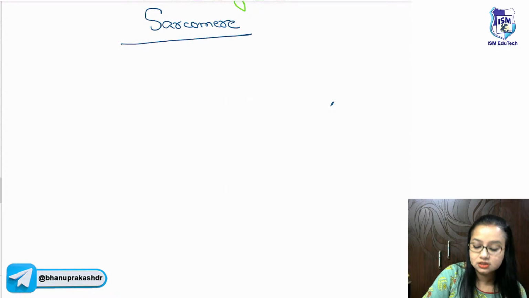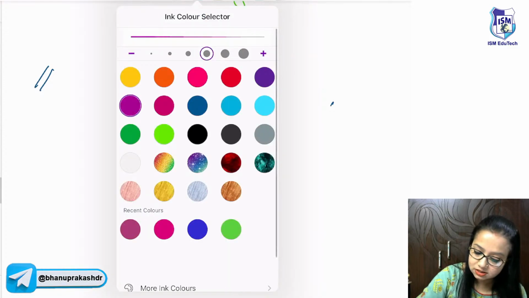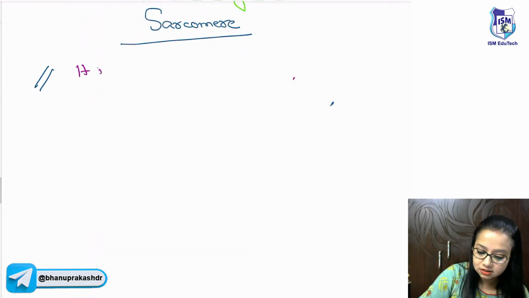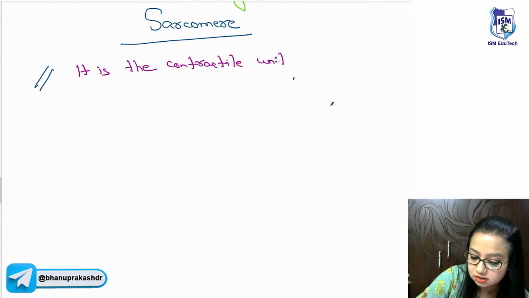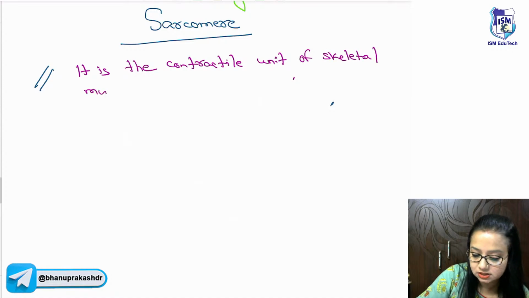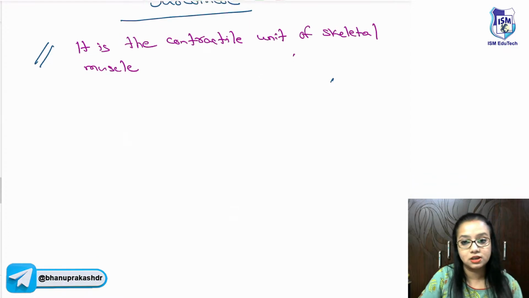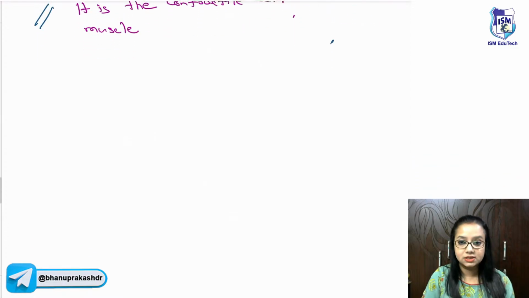That is the sarcomere. By definition, sarcomere is the contractile unit of skeletal muscle. Okay, it is a contractile unit of skeletal muscle.